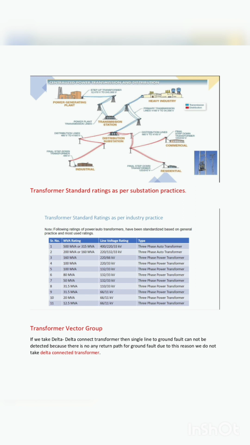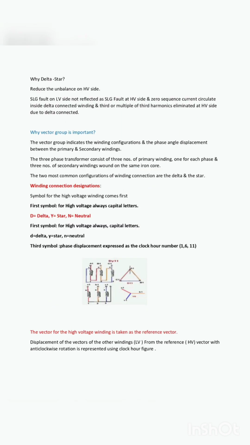Transformer vector group. If we take a delta-delta connected transformer, then a single line to ground fault cannot be detected because there is no return path for the ground fault. Due to this reason we do not take delta connected transformer. Why delta star? Reduce the unbalance on HV side. SLG fault on LV side is not reflected as SLG fault at HV side, zero sequence current circulates inside the delta connected winding, and third or multiples of third harmonics are eliminated at HV side due to the delta connection.